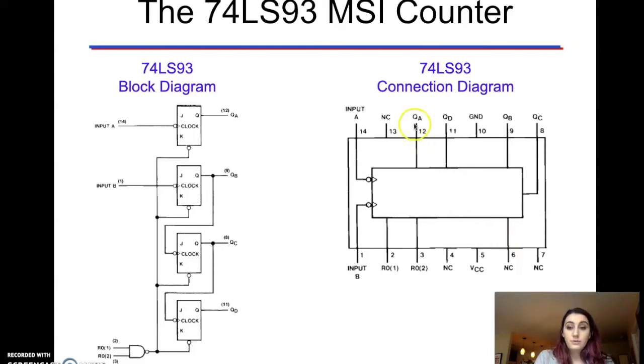Additionally, pins 12, 11, and then 9 and 8 are outputs. So we have QA, QD, QB, and QC. Remember that these are a little bit out of sequence. It doesn't go A, B, C, D when you go to start wiring. So if you're going to QD, which is an LED you would have labeled as QD, you need to make sure it's coming out of pin 11. So again, a little bit out of sequence on that side of the pin map.